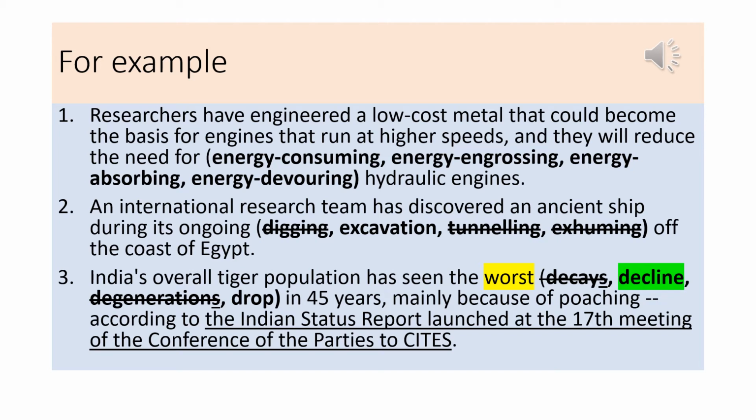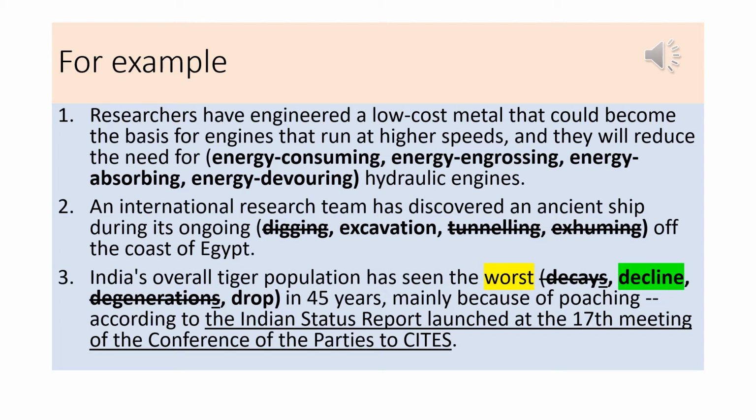Let's look at the second one. Number 2. An international research team has discovered an ancient ship during its ongoing digging, excavation, tunneling, exhuming off the coast of Egypt. Now here, 3 of the possible answers are gerunds. Don't choose them. Choose the noun here with the tion ending. Excavation would be the correct answer. You always eliminate the gerunds.